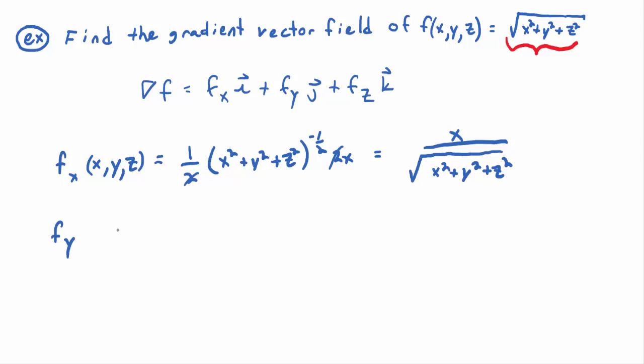Now, can we use kind of a symmetric argument to get the partial with respect to y? What would be on top? Y over that same square root. And what would be on top for the partial with respect to z? Z.